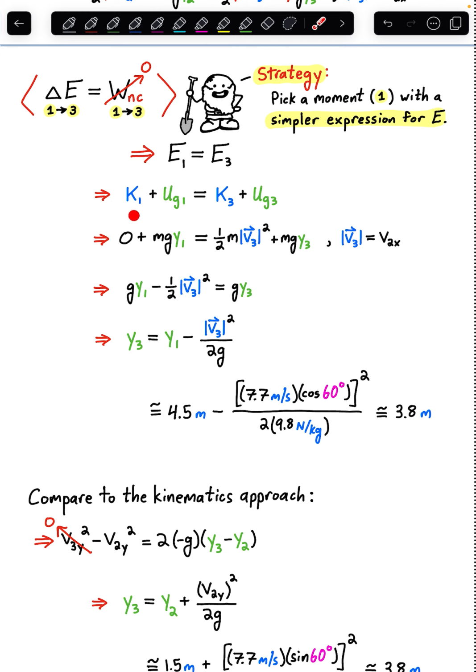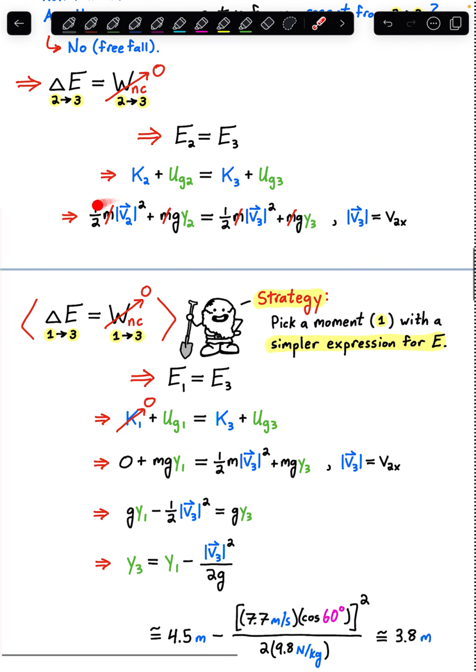At moment 1, the kinetic energy is 0 because the object started from rest. This term becomes 0, so at moment 1 it has only gravitational potential energy. The object has a simpler expression for its mechanical energy at moment 1 than it did back here at moment 2. At moment 2, it had both kinds of energy, so 2 terms. But at moment 1, only one kind of energy, only one term. That's a pretty significant simplification to the algebraic load we have ahead of us.